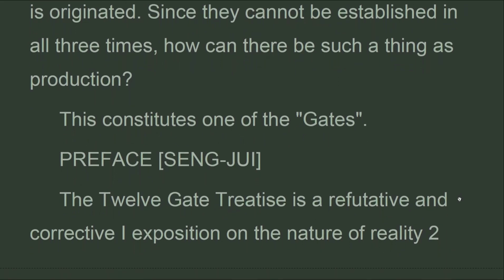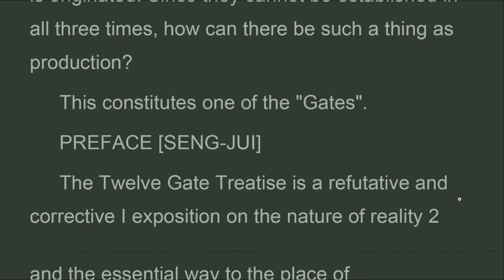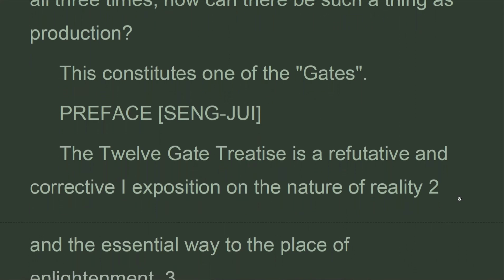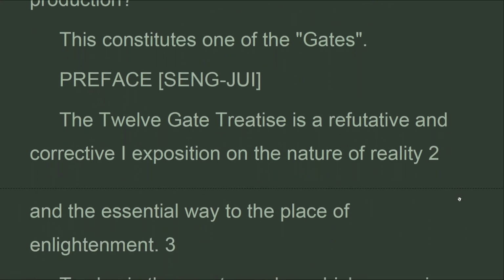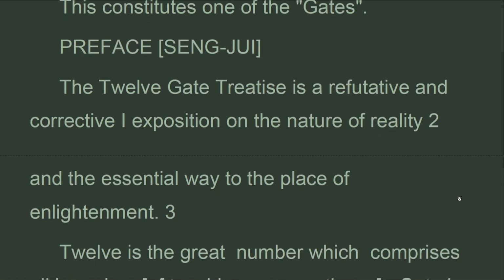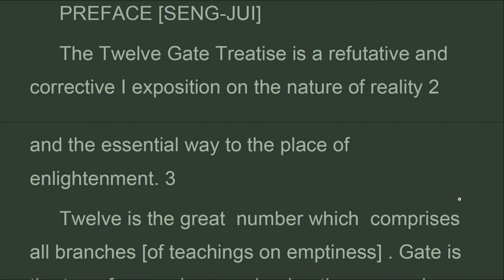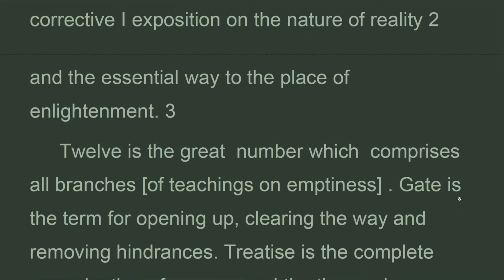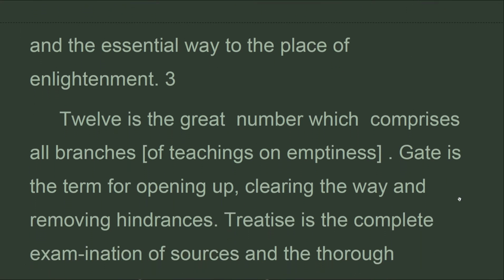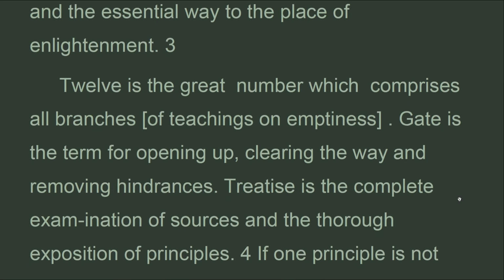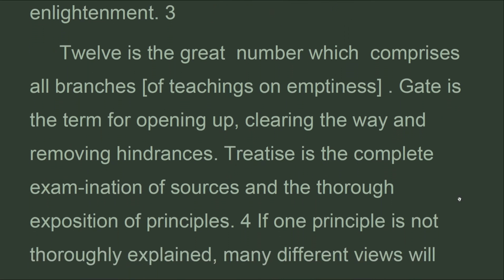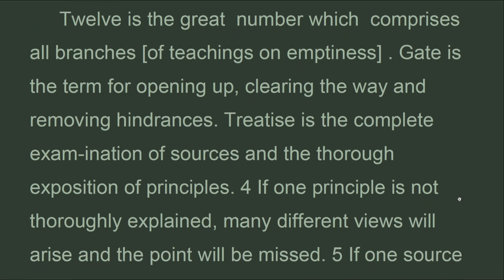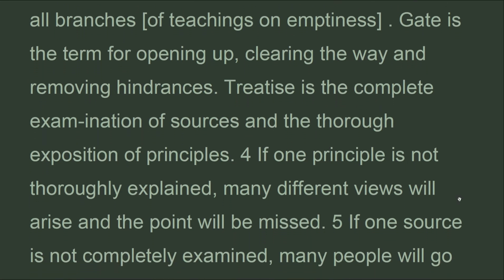Preface, Hsueh-li. The 12-Gate Treatise is a refutative and corrective exposition on the nature of reality and the essential way to the place of enlightenment. 12 is the great number which comprises all branches of teachings on emptiness. Gate is the term for opening up, clearing the way and removing hindrances. Treatise is the complete examination of sources and the thorough exposition of principles.